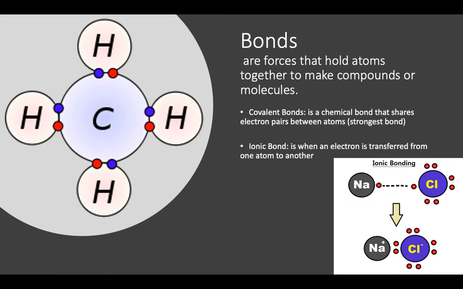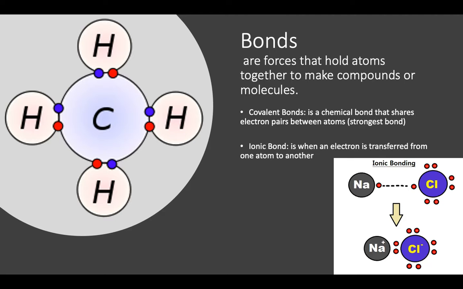Next, I'm going to discuss bonds. Bonds are forces that hold atoms together to make compounds or molecules. So I do list two important bonds, which is the covalent bond and the ionic bond. Now, first, I'm going to discuss the covalent bond, which is a chemical bond that shares electron pairs between atoms, which is the strongest bond out of the two. Lastly is the ionic bond, which is an electron being transferred from one atom to another.